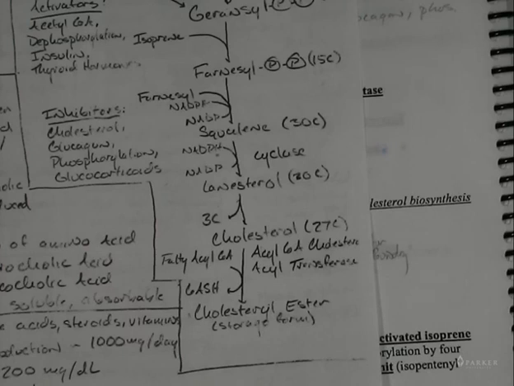And what's the enzyme that does this? Acyl CoA cholesterol acyl transferase, which is abbreviated, I didn't write that on there, ACAT, A-C-A-T. You guys have probably heard ACAT. It's acyl CoA cholesterol acyl transferase, ACAT, which makes the storage form of cholesterol. So if he asks you, what enzyme is responsible for the production of the storage form of cholesterol? ACAT.